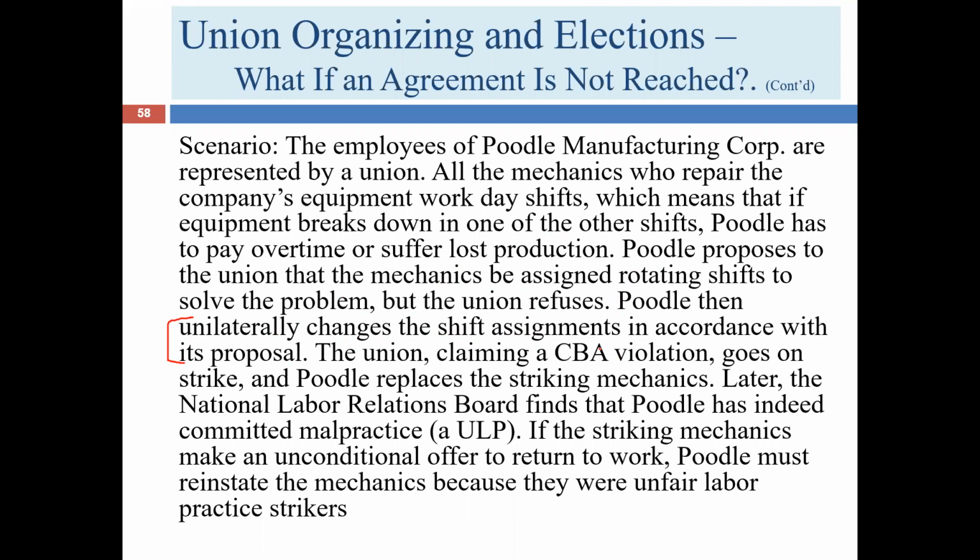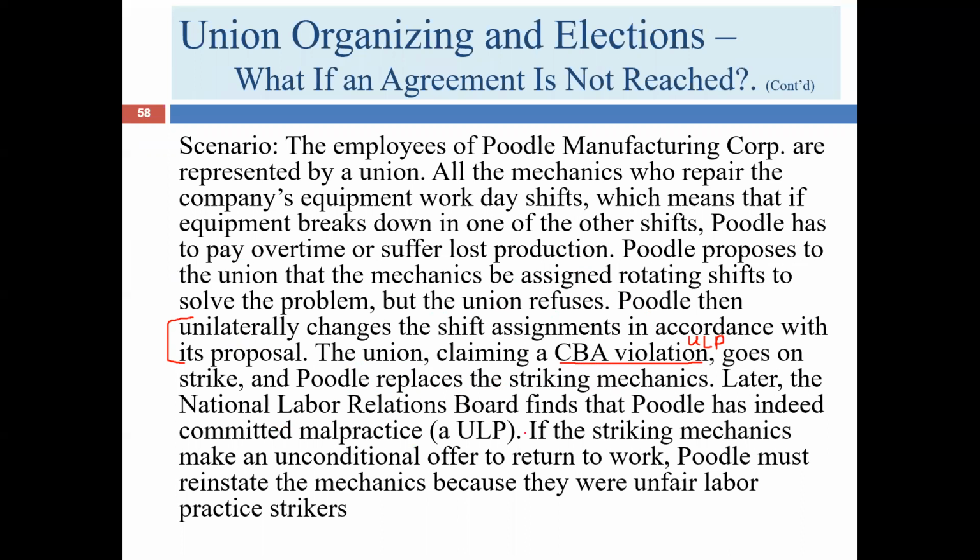So they're saying, no, the terms of the collective bargaining agreement that was already in existence is inconsistent with what Poodle's doing. So in this situation, if the union is right, this would be a ULP. So this union goes on a strike, alleging a ULP strike, and Poodle temporarily replaces the striking mechanics. This is definitely lawful, even if Poodle did violate the law with its unilateral change.